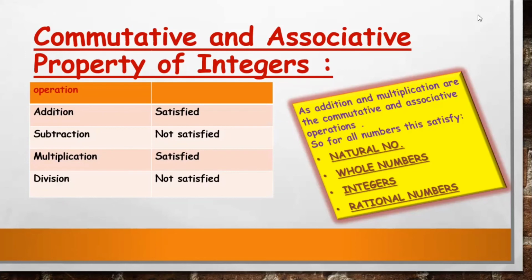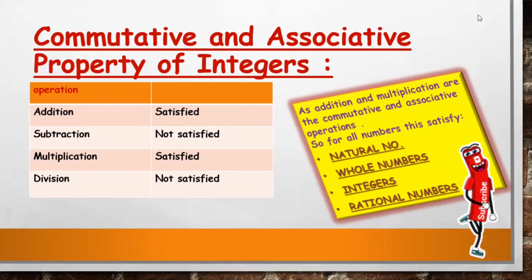Now how to remember that addition and multiplication are the commutative and associative operations only. Whatever number you put in addition and multiplication and check the properties, they will always be satisfied, whether they are natural numbers, whole numbers, integers or rationals. Whatever number you put into addition and multiplication and check for the commutative and associative property, they will always be satisfied. Why? Because addition and multiplication are the only commutative and associative operations.